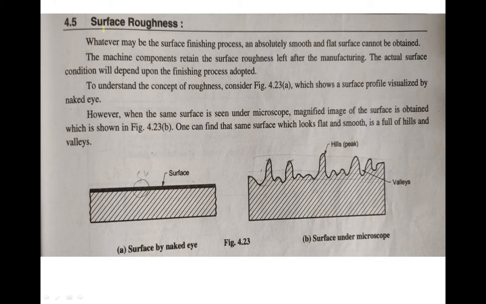Today we will see the topic surface roughness in chapter production drawing. So what is surface roughness? Surface roughness means smoothness of the surface. Means how smooth the surface is after carrying out any machining process or finishing process.